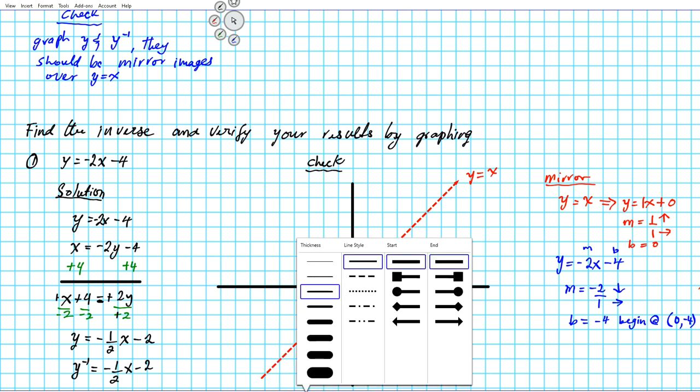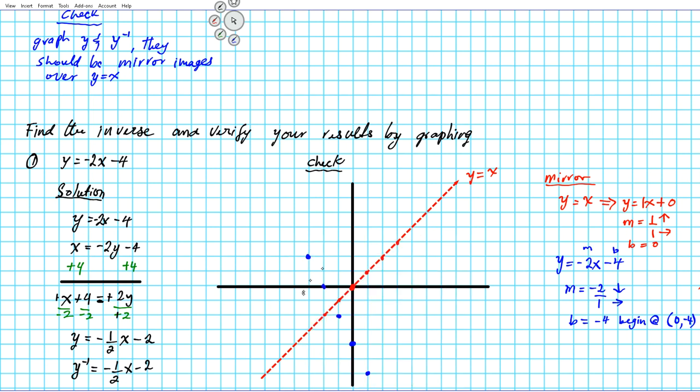Let's make it slimmer. All right, so this is the line of the original function, y. Okay, so what we're going to graph now is the inverse that we found. All right, so the inverse is y inverse. Let's put that in green. So y inverse is negative 1 over 2x minus 2.